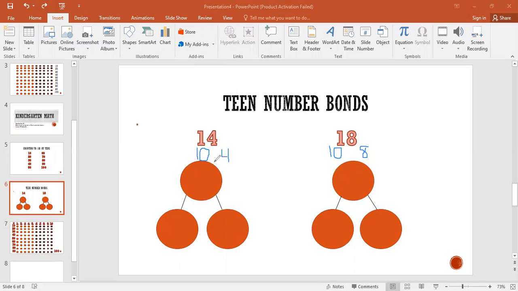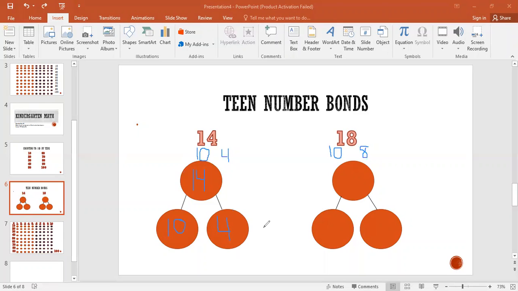All right, great job, guys. So we have our number bonds for 14 and 18. Let's go ahead and start with 14 and put our numbers in the right spots. Okay, so I know my total will always go in the circle all by itself. So what number will go in this top circle? 14, great job, because that is the number we are breaking up. 14 can be broken up into 10 ones and 4 ones.